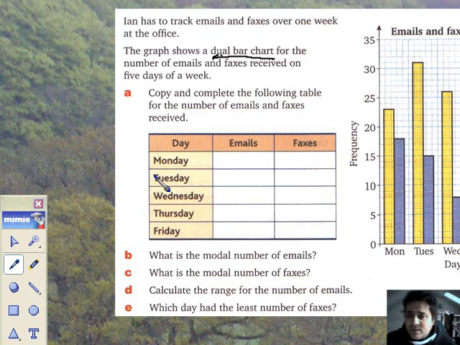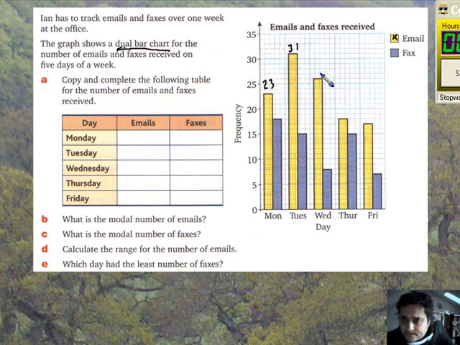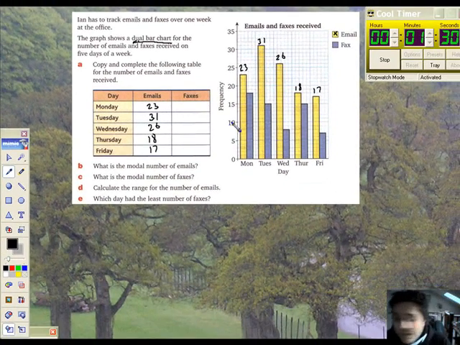Well, I'm not going to copy it, I'm just going to complete it with you. Numbers of faxes and emails received. Alright, here we go. So look at the key. The yellows are the emails. So this bar on Monday represents 23. That's 31. That's 26. That's 2 off 20, 18. And that's 1 less, 17. So just stick it straight in. These are emails. We got 23, 31, 26, 18 and 17.